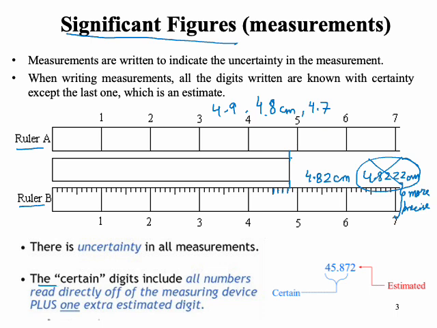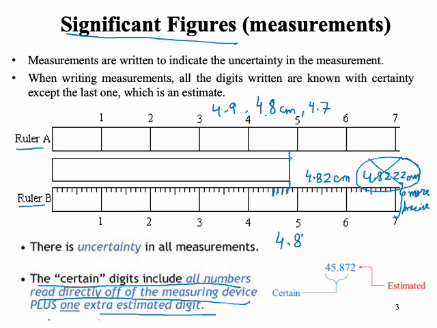There are always certain digits. Certain digits include all the numbers read directly off of the measuring device. So you will read what digits are given off of the device. For example, this device tells me 4.5, 4.6, 4.7, 4.8. I'm not making a guess here. The device tells me, so those are my certain digits. I will write down all my certain digits, and then plus 1 extra estimated digit. I can make a guess, but I can only make a guess for one of the digits, and that has to be my last digit.